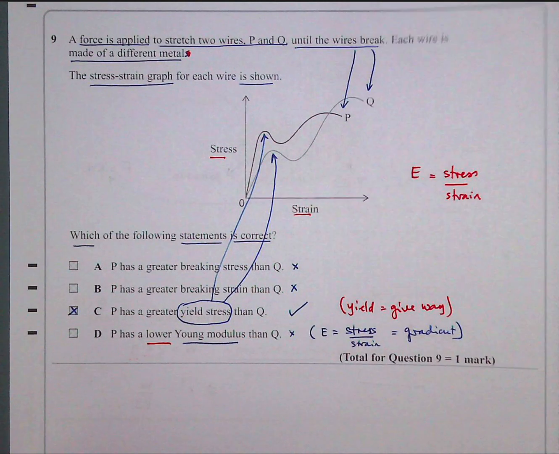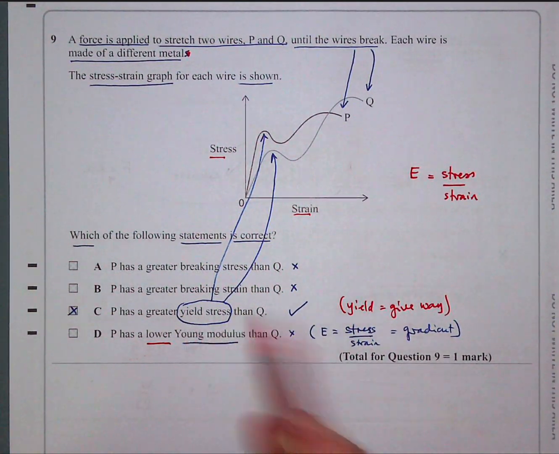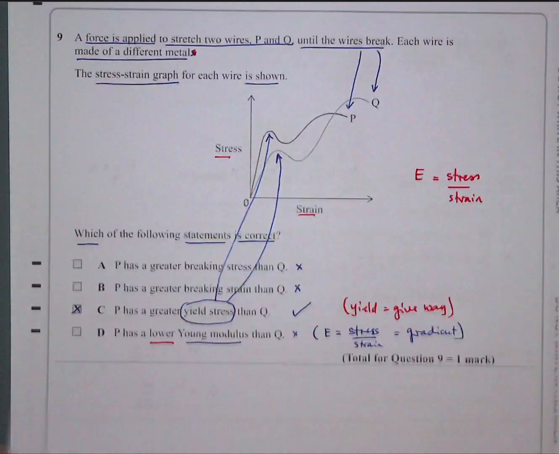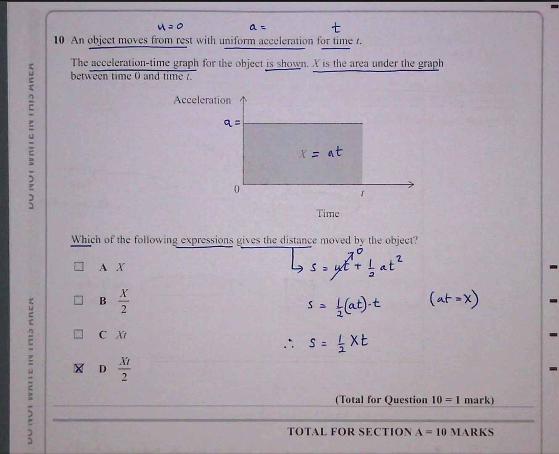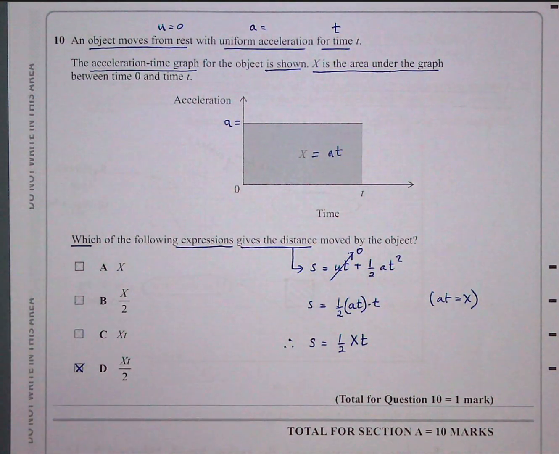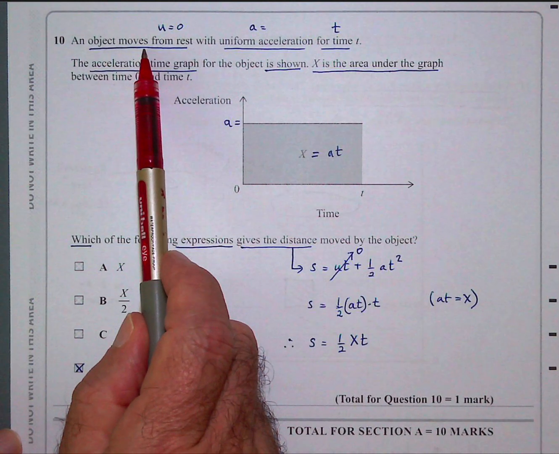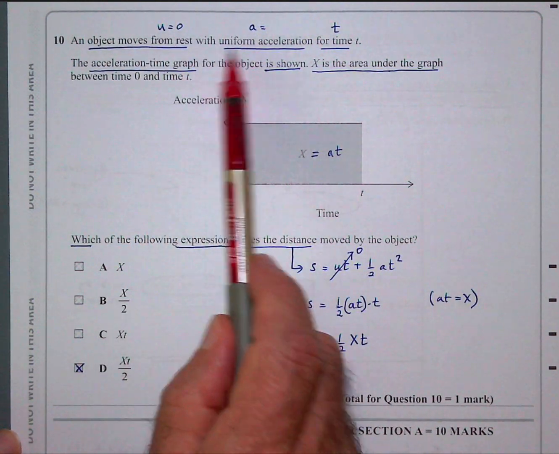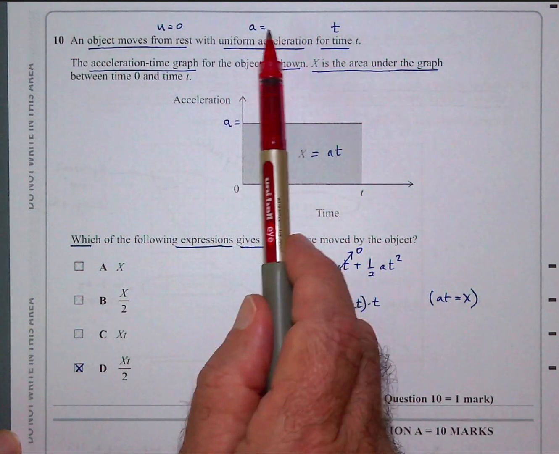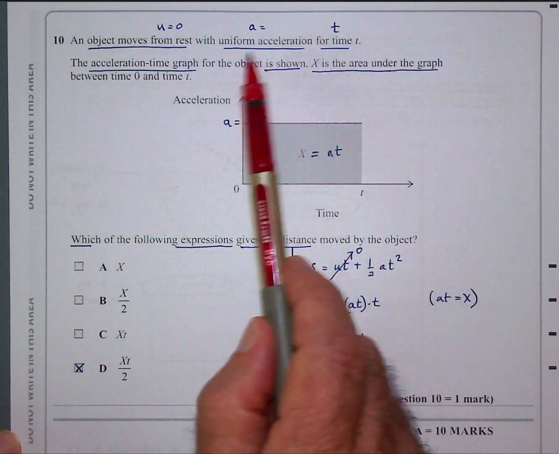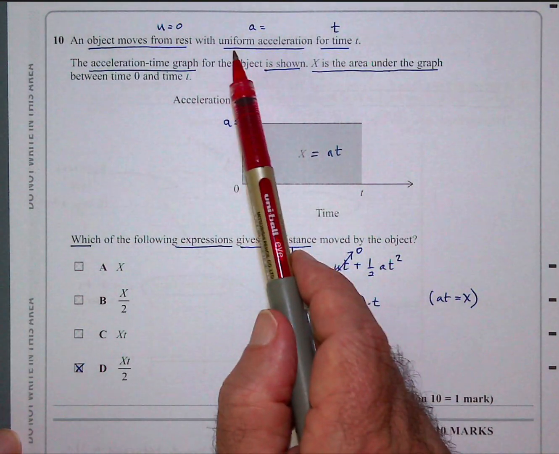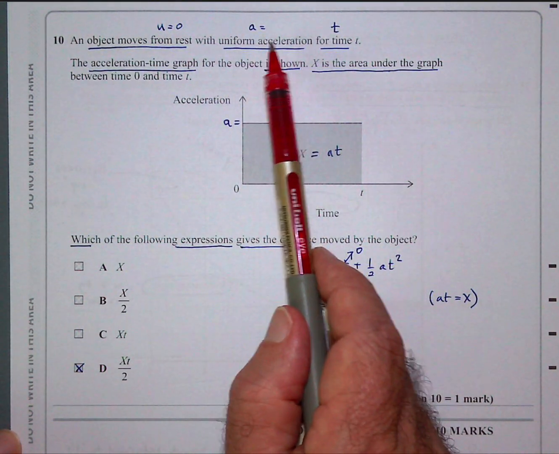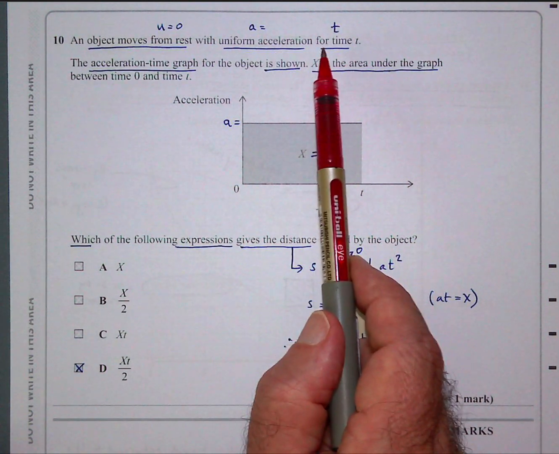Okay, so you can work it out by process of elimination, even if you didn't know what the yield stress was. Okay, so that's question 9 done. Question 10, an object moves from rest. So again, u equals 0 with uniform acceleration. So a is constant. And for all these constant acceleration formulae, it's always constant acceleration. Otherwise, you can't use them.